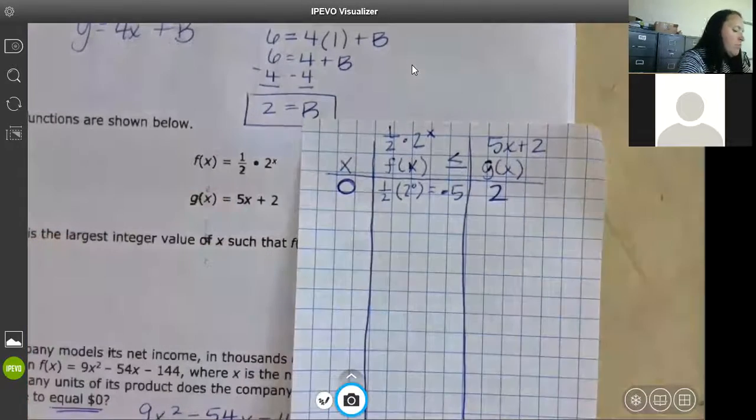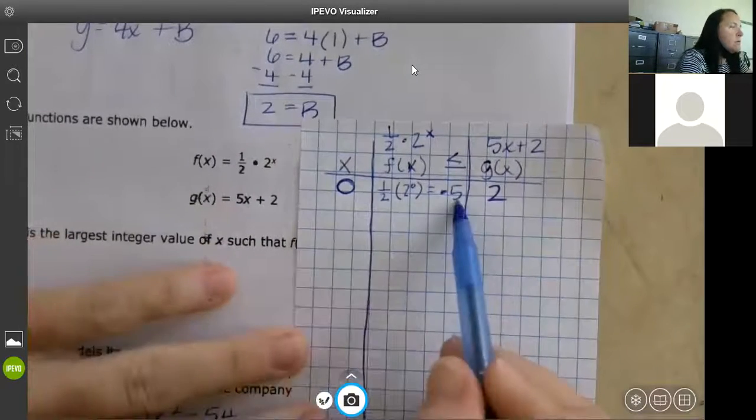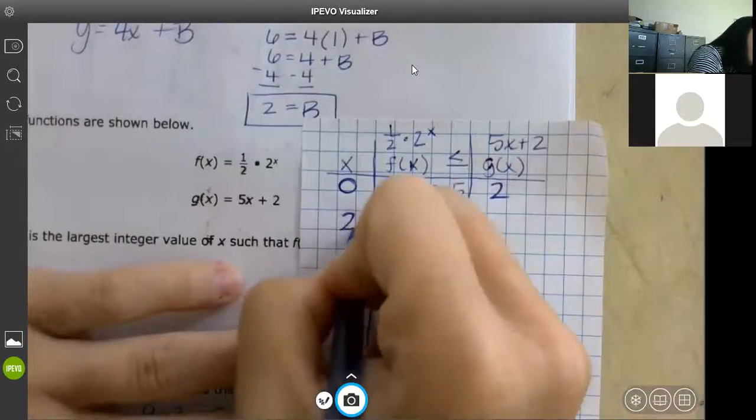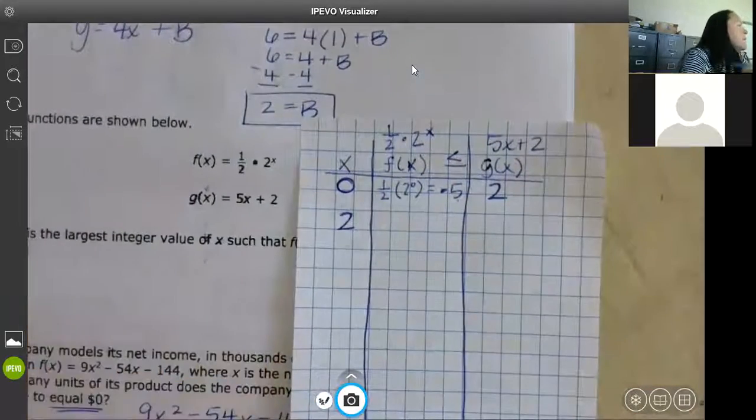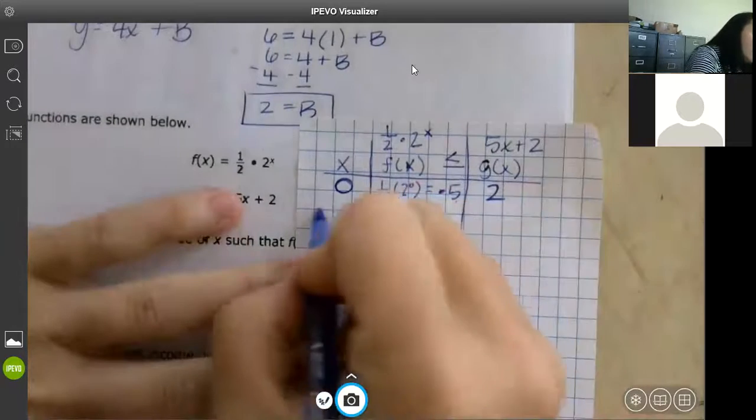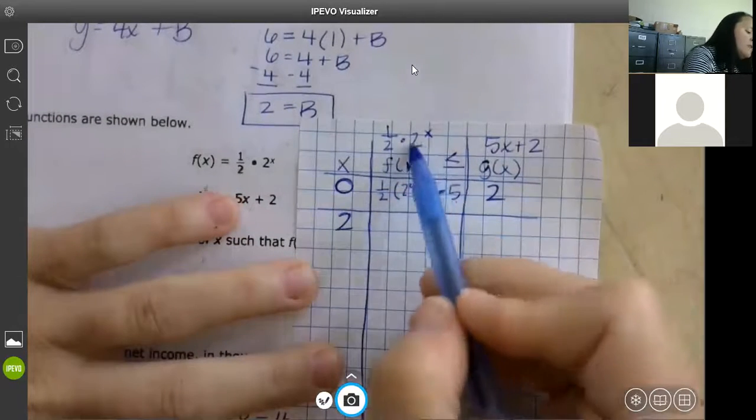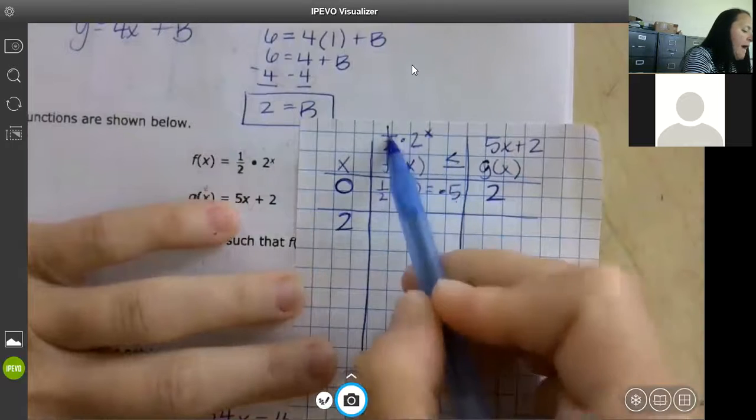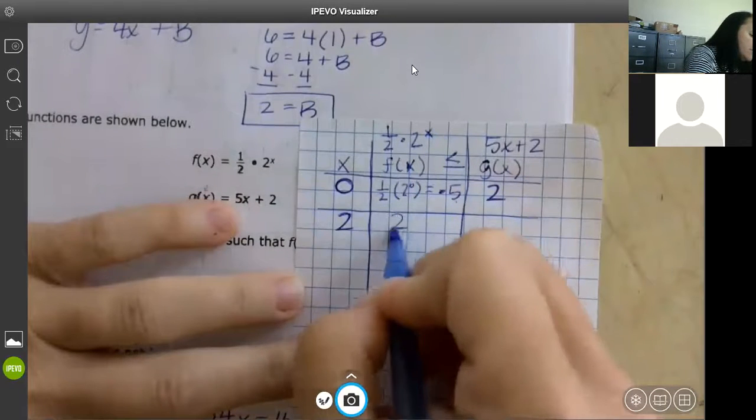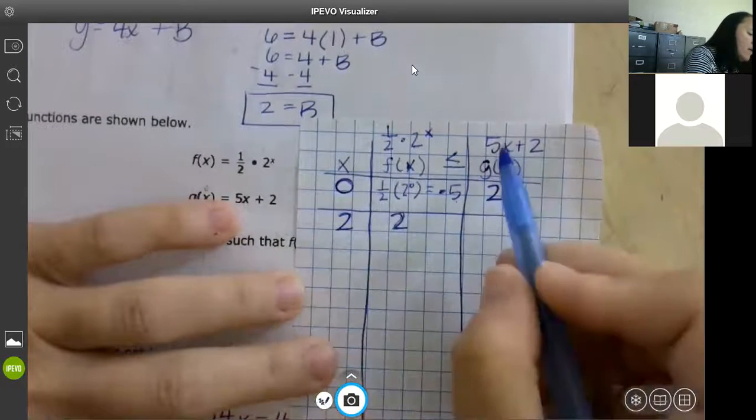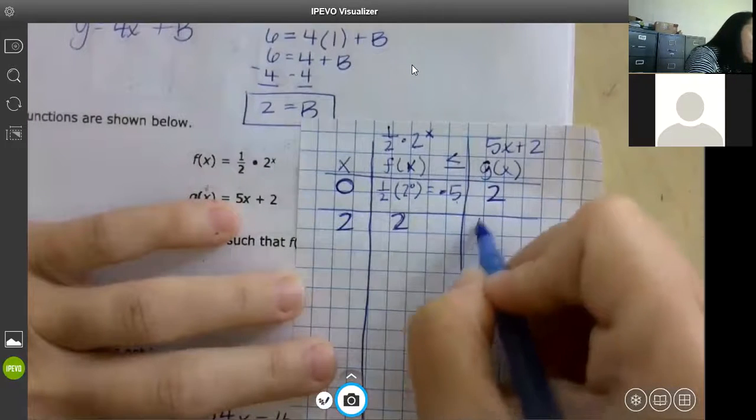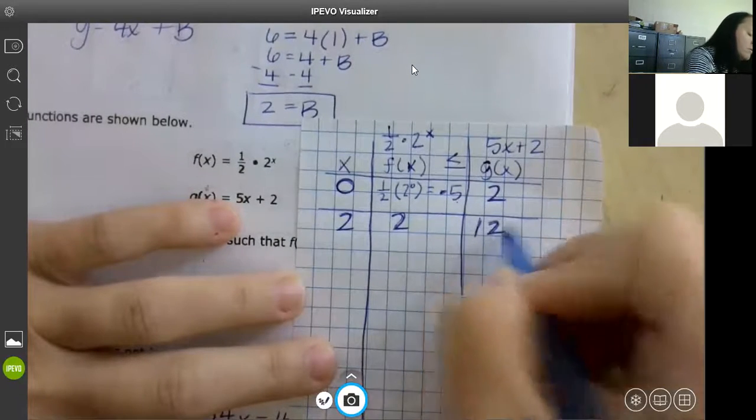Okay. So 0 works. Let's go to like 2. I'm just picking random numbers. There's no rhyme or reason. What is 2 to the second? 4. Half of 4 is 2. So I'm just plugging it in. What's 5 times 2? 10. Plus 2 is 12.